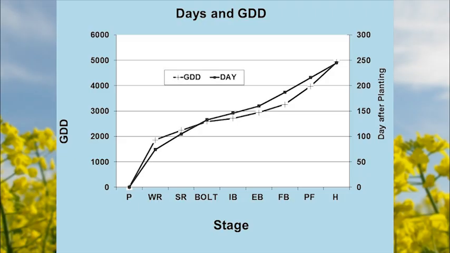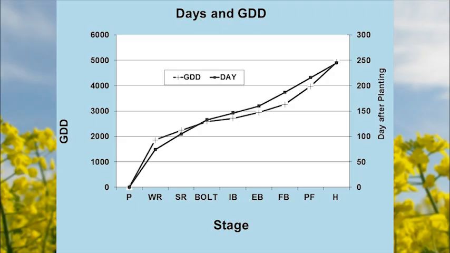Just to cover crop stages really quickly here. Planting, winter rosette, spring rosette, bolting, initial bloom, early bloom, full bloom, pod fill, and harvest. Those are the crop stages that I'll use in this presentation. And this is a relationship between days after planting and growing degree days. Crop stages are driven by growing degree days, but we usually measure things by calendar day. Just wanted to point out that they are driven by growing degree days.